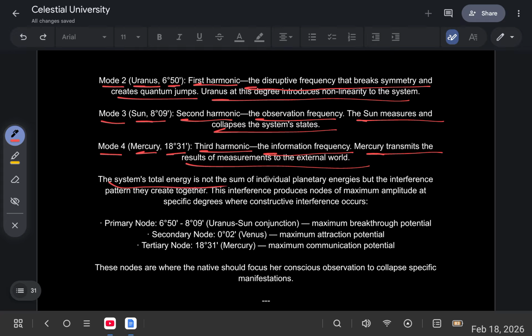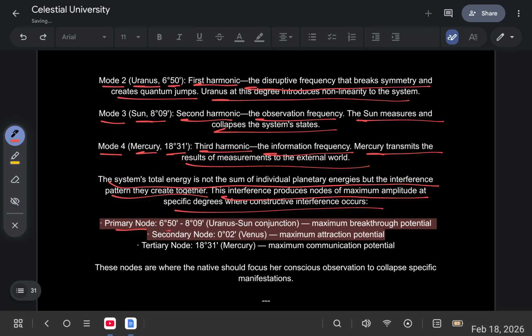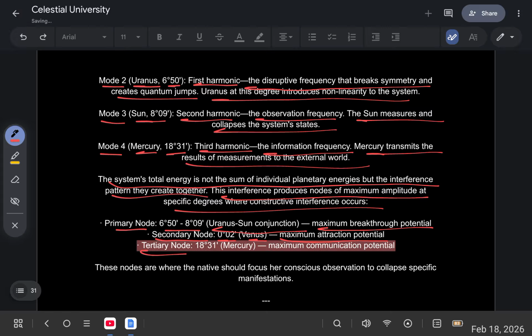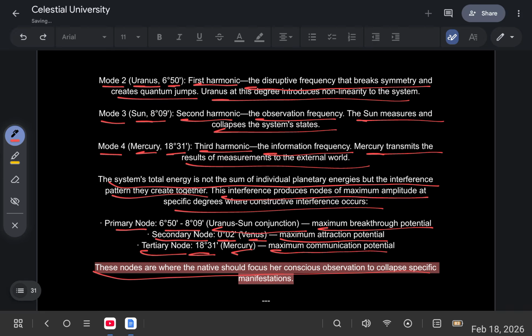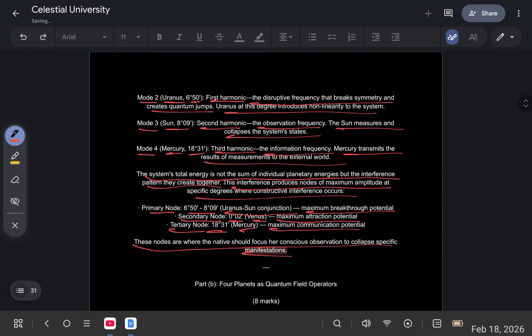The system's total energy is not the sum of individual planetary energies, but the interference pattern they create together. This interference produces nodes of maximum amplitude at specific degrees where constructive interference occurs. So the primary node, we have 6 degrees 50 through 8 degrees 09, the Uranus-Sun conjunction, maximum breakthrough potential. Our secondary node is 0 degrees 02 Venus, maximum attraction potential, and our tertiary node, 18 degrees 31 Mercury, maximum communication potential. And these nodes are where the native should focus their conscious observation to collapse specific manifestations.